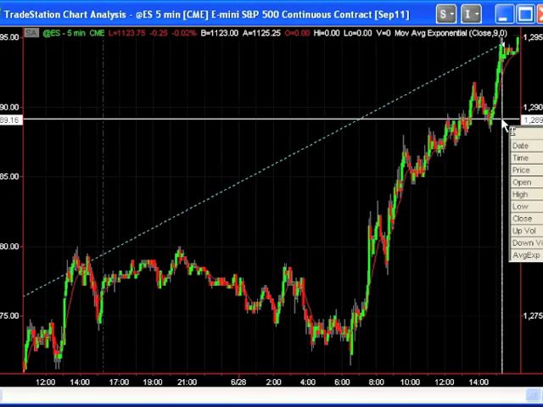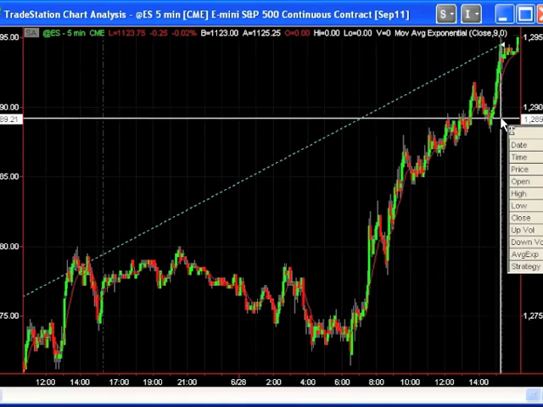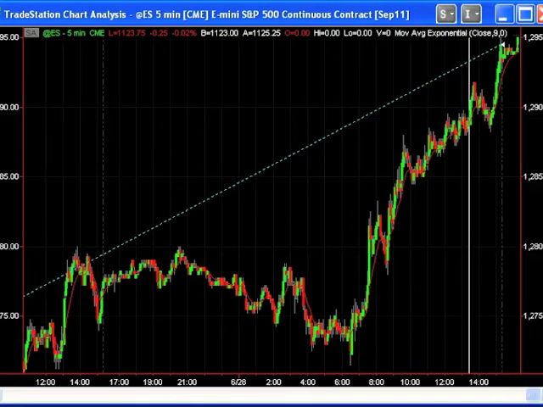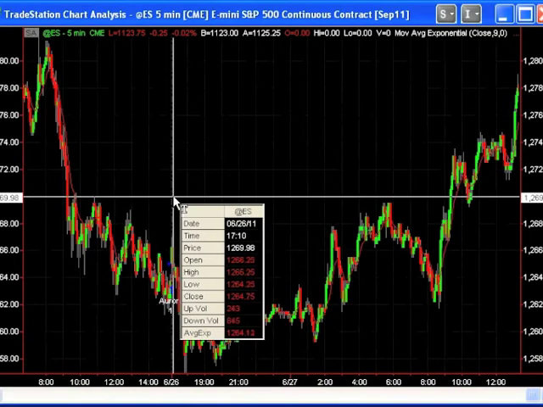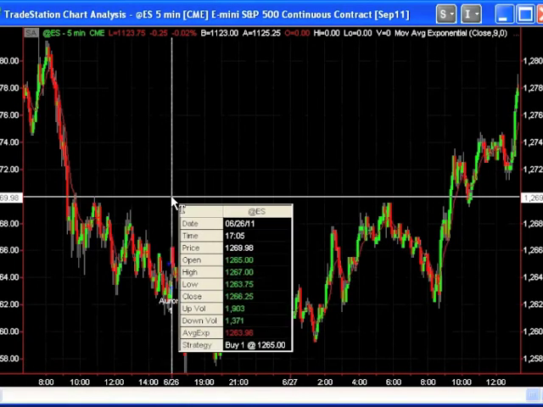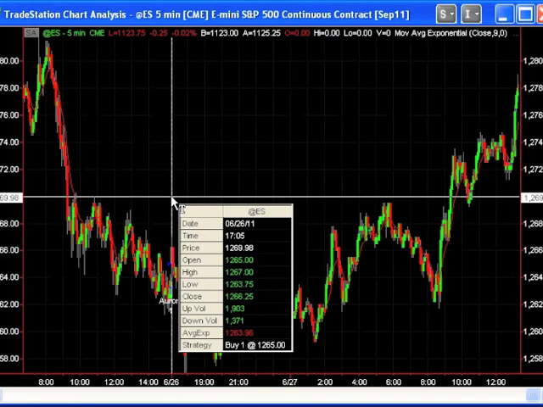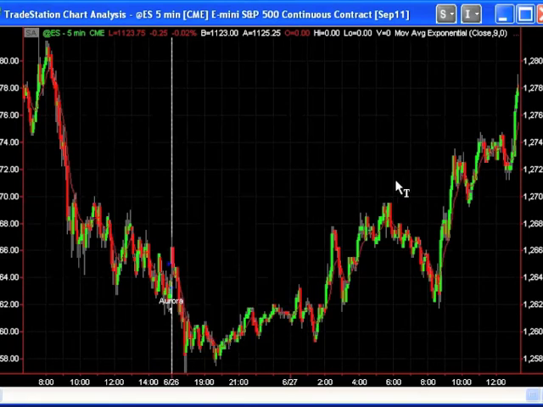We closed up here on 628.11, and let's see, what do we sell at? 1294.50. I know that's off the screen, so let's go back here. Here's our entry. So 1294. Here was 1265. So that was a real nice trade. Another typical type trade.